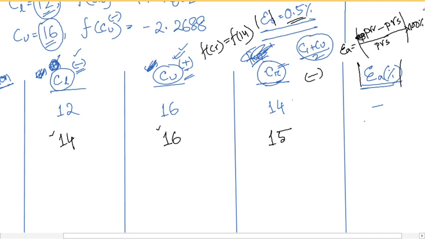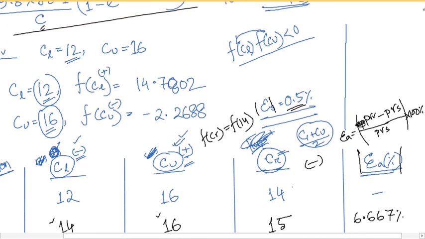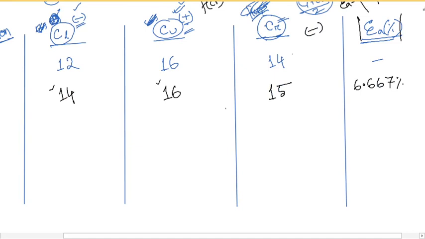So the value, if we calculate from here, previous approximation minus present approximation divided by present approximation multiplied by 100, will give us 6.667%. So that is not the case where this epsilon A becomes less than 0.5%. So we'll have to go for the next step.